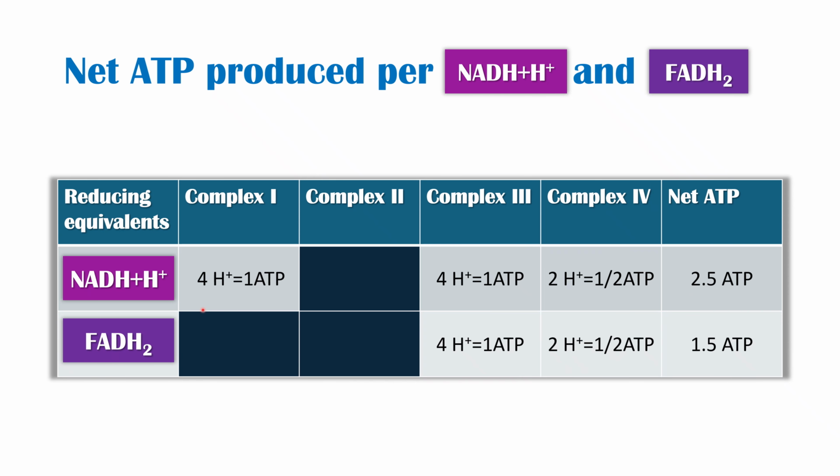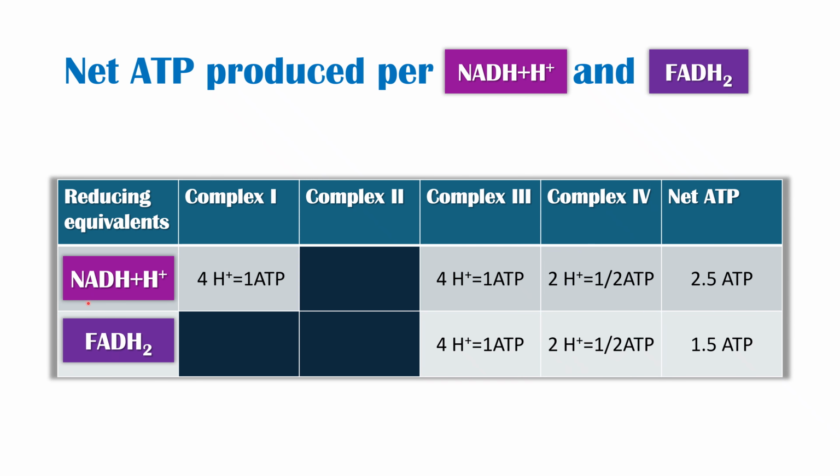Why? Because it pushes 4 protons to the intermembranous space from the mitochondrial matrix through complex 1, and complex 3 also pushes 4 protons, and complex 4 pushes 2 protons. Approximately, when 4 protons are pushed and come back to the mitochondrial matrix, it will produce 1 ATP. So here 1 ATP, here 1 ATP and here half ATP.